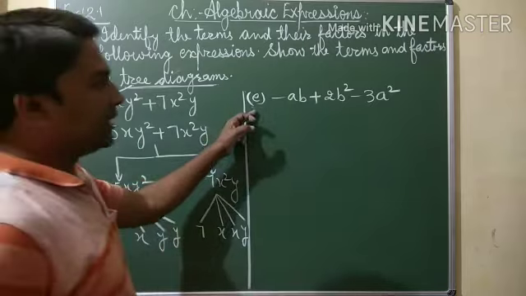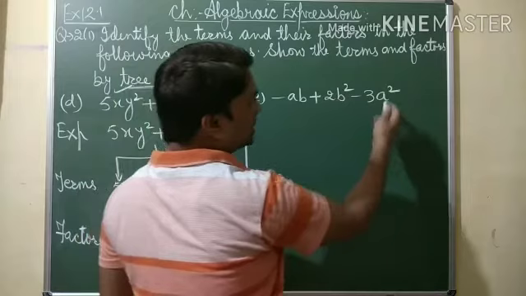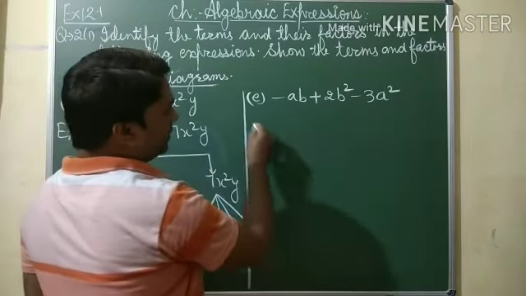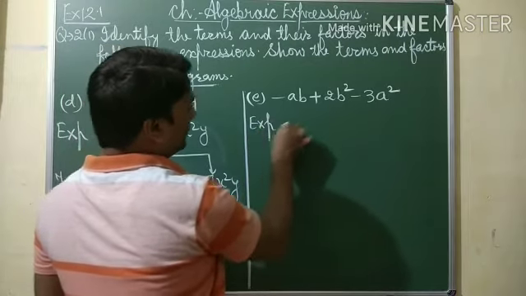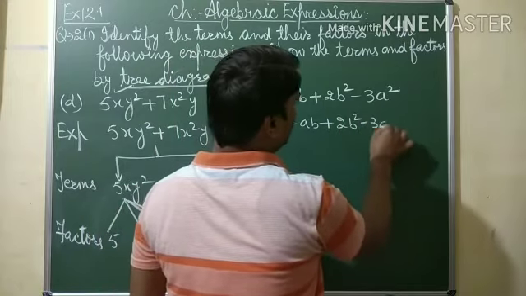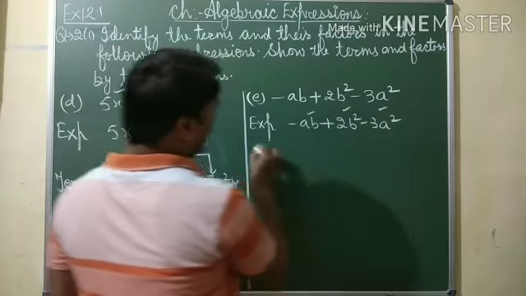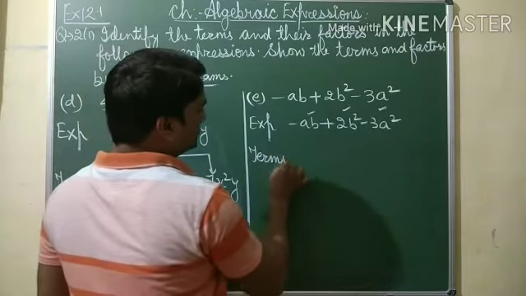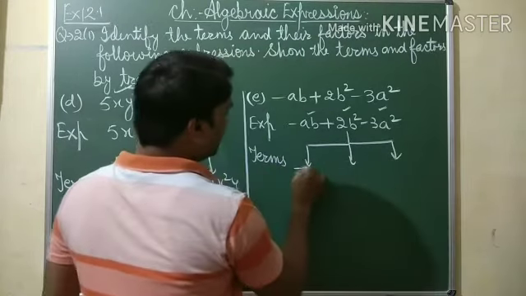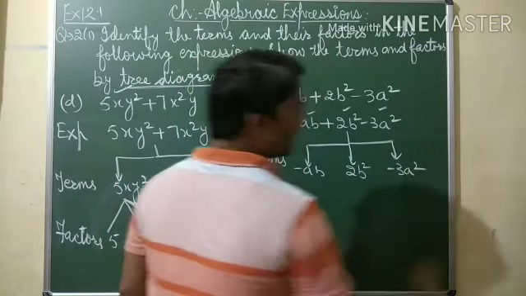Next is E part. The given expression is minus ab plus 2b square minus 3a square. Again, to show the terms and factors by tree diagram, first of all write here expression minus ab plus 2b square minus 3a square. Since this expression contains three terms, so write here terms minus ab, 2b square, minus 3a square.